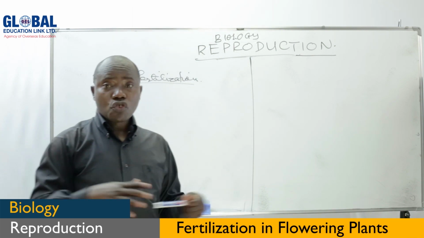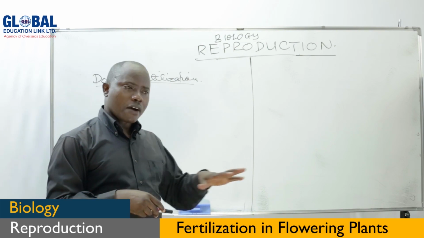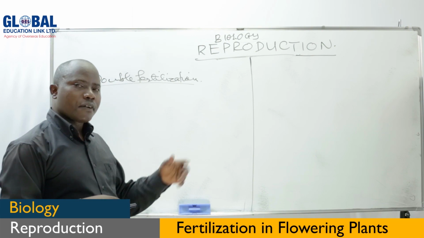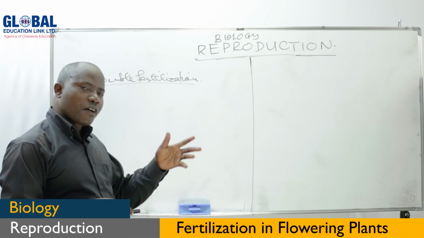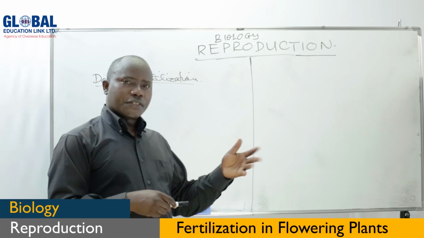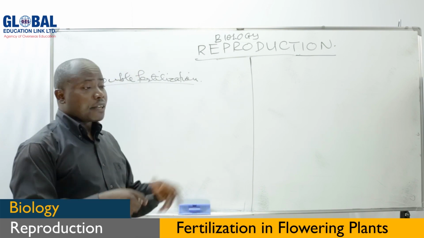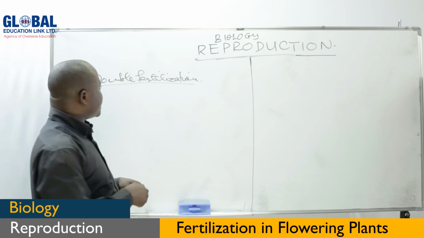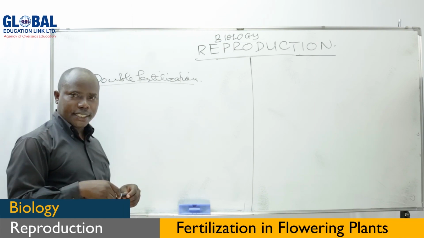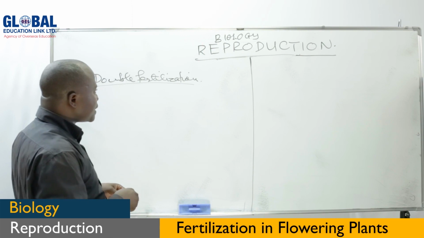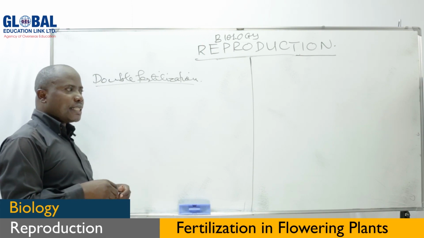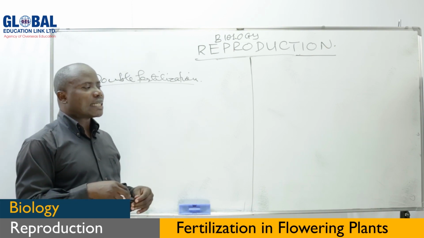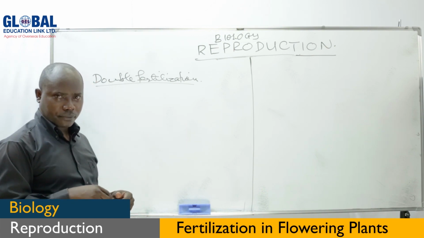There are different groups of plants. We have lower plants, moss and liverworts. We have ferny plants. We have higher plants, the gymnosperms, and the flowering plants, which we are discussing here. It is only these that undergo double fertilization. To respond to this question, what you need to go through is the events that can lead to double fertilization.